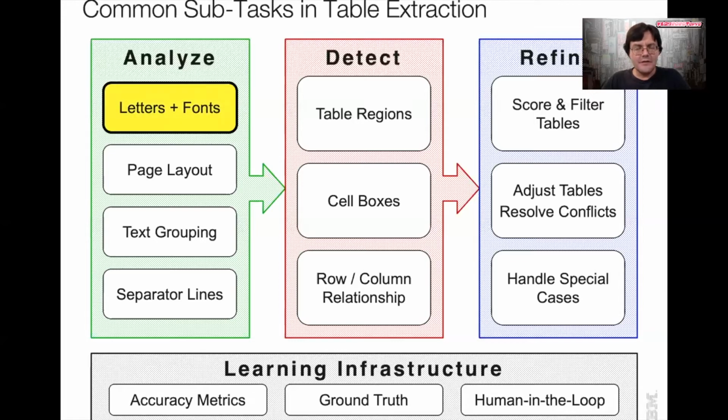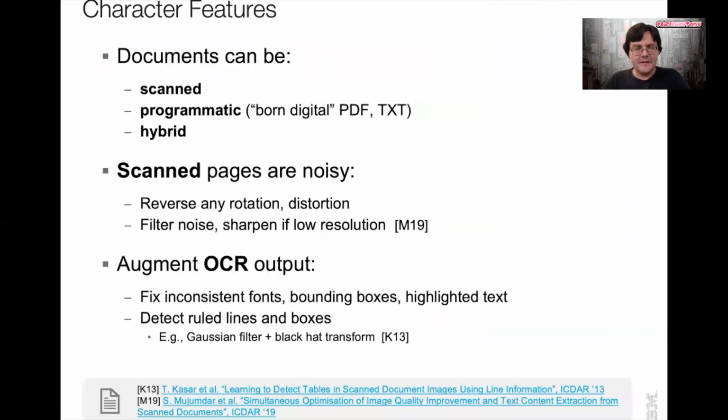So let's go to the first subtask, letter and font identification. PDF documents can be scanned, programmatic, or hybrid. Scanned documents, of course, are images. And for the images, we need to use optical character recognition. But before you run it, often you have to do additional pre-processing steps.